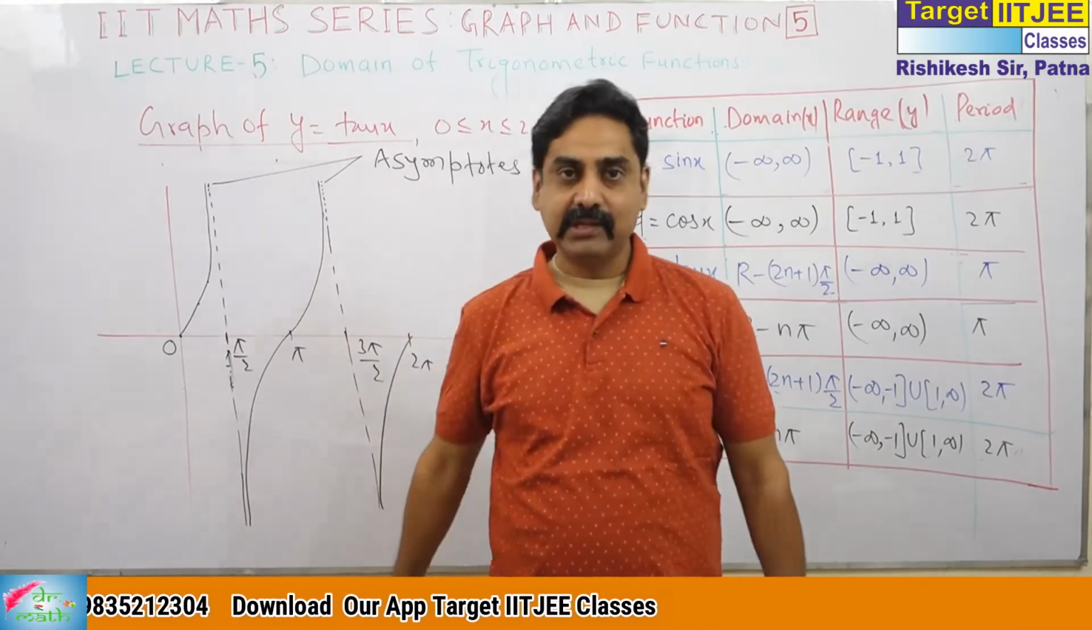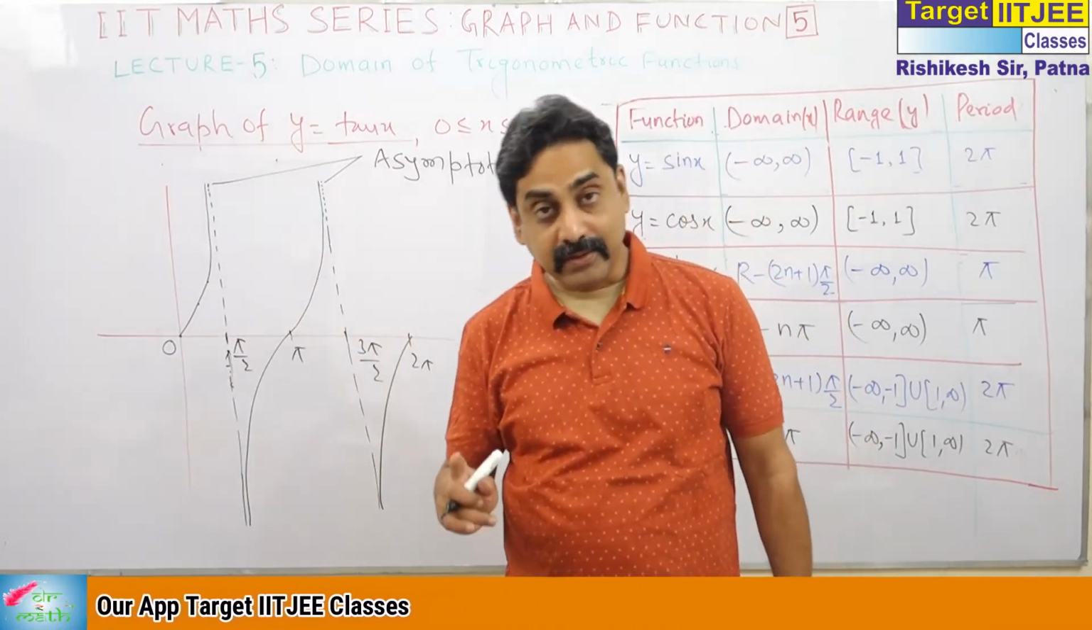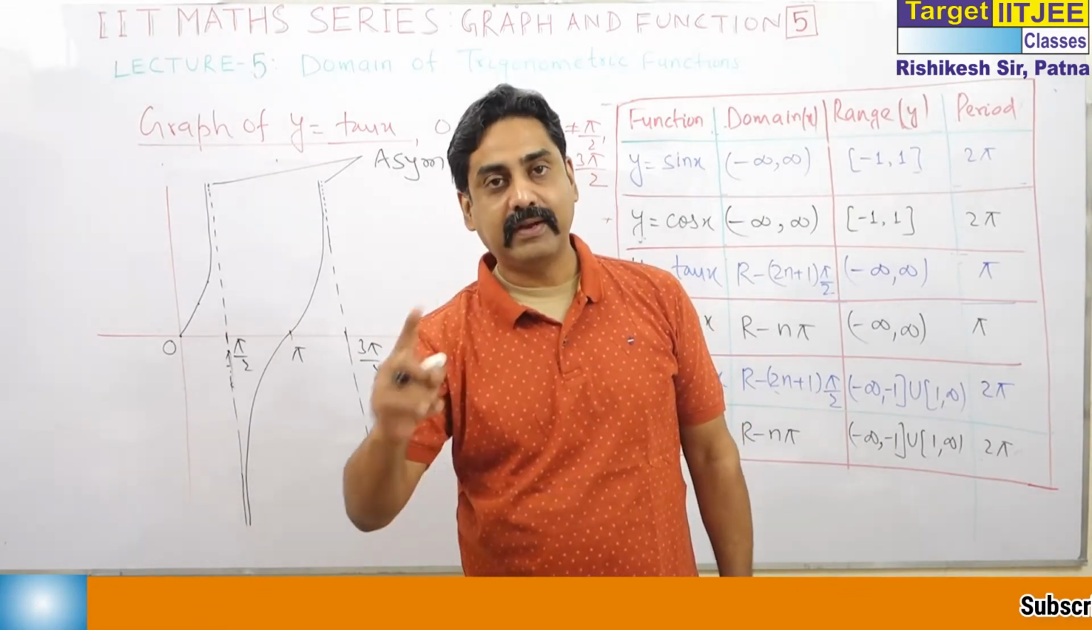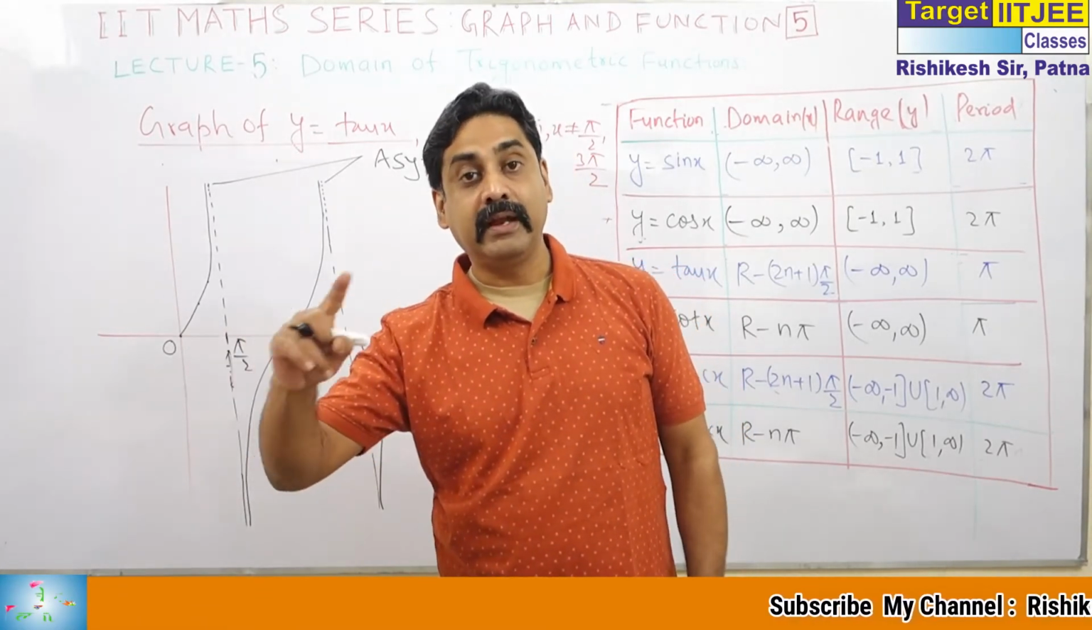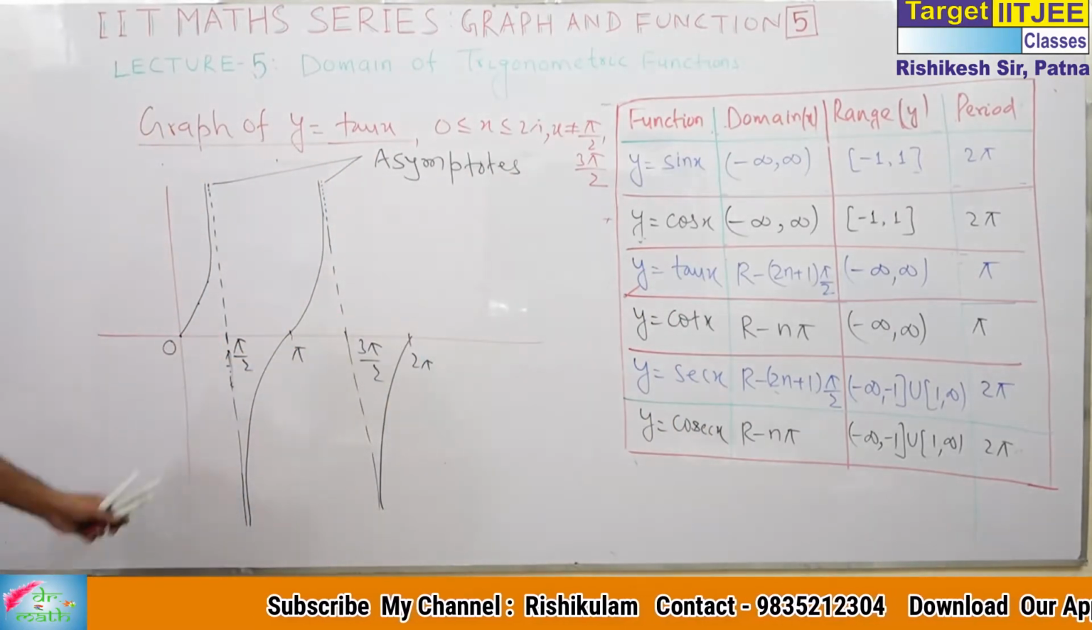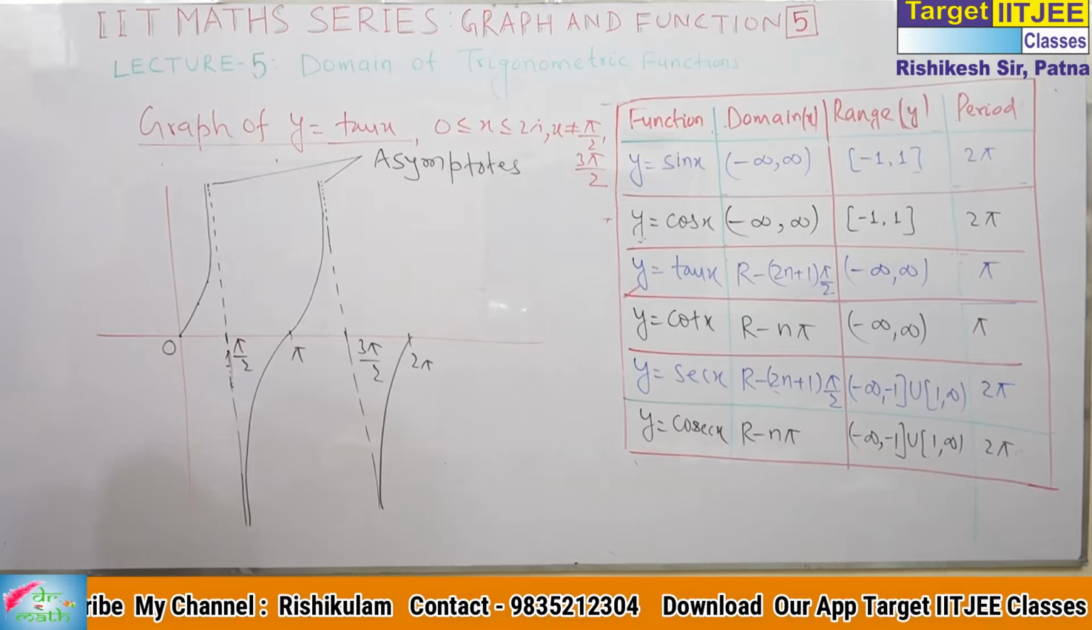You can write one line: the graph of tan x always increases in its domain of definition. The domain of definition is where it is defined. This is the graph of tan x.